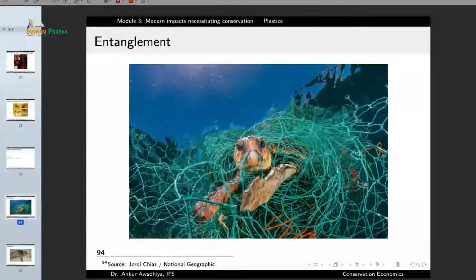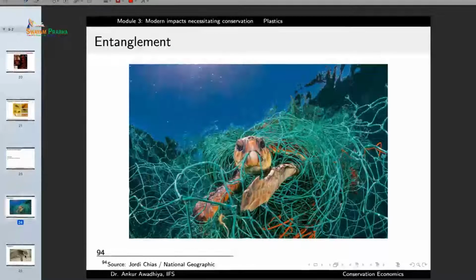And when this turtle is caught, it is unable to move and unable to feed, and then slowly and steadily it will die out of starvation. A number of other animals also need to come to the surface for oxygen, and dive down for food, and so on. So, if these animals get entrapped at the bottom, they will die of asphyxiation because they will not be able to come to the surface and breathe.